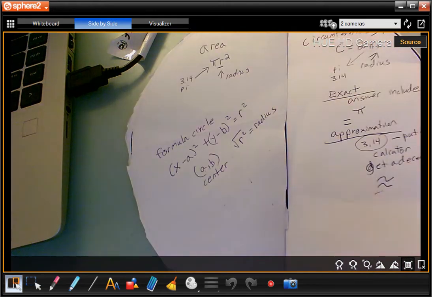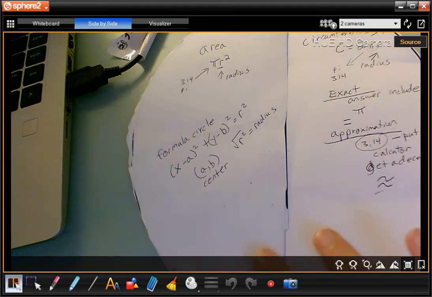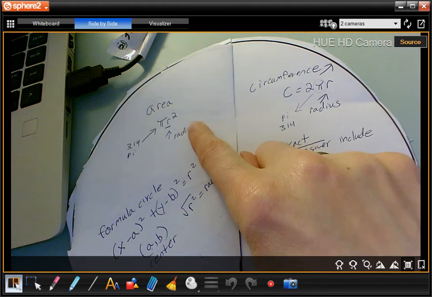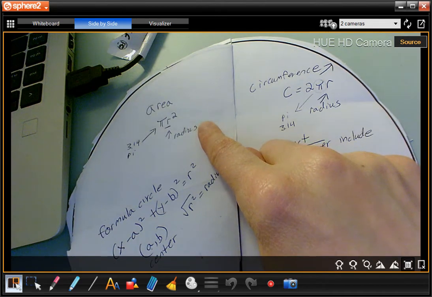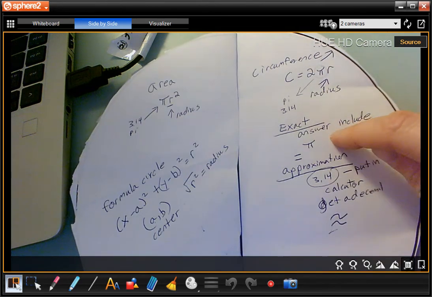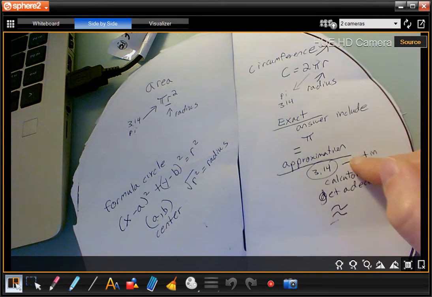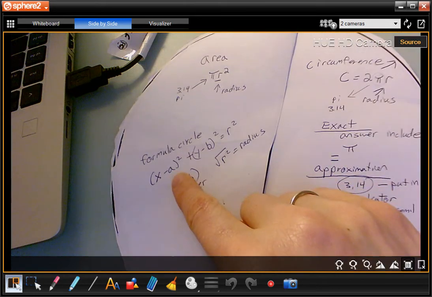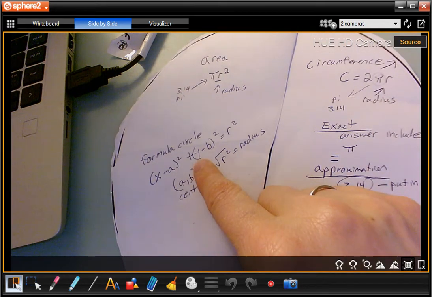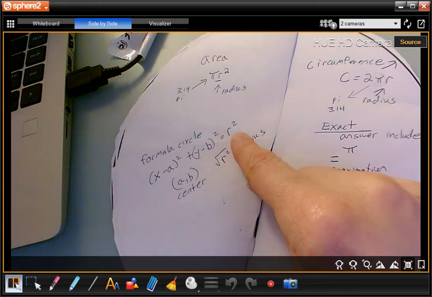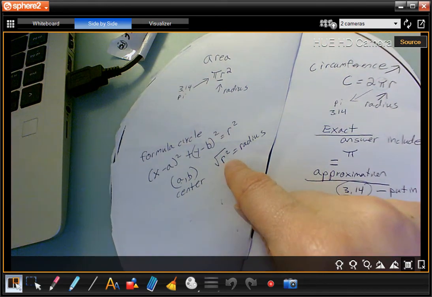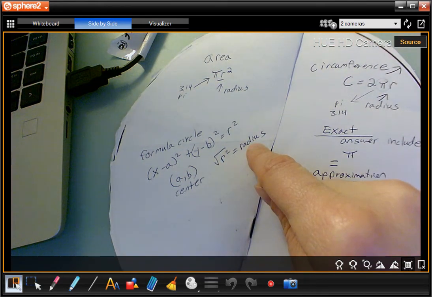Okay, so just to go over one more time, because we all know I talk too fast. Circumference, 2 pi r. Area, pi r squared. Exact answers include pi. Approximate answers, we use 3.14, and the formula is x minus a squared plus y minus b squared equals the radius squared, where a and b are the center, and the square root of r squared gives me r, which is my radius.